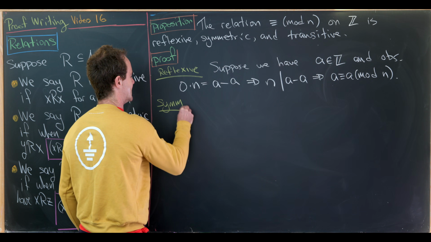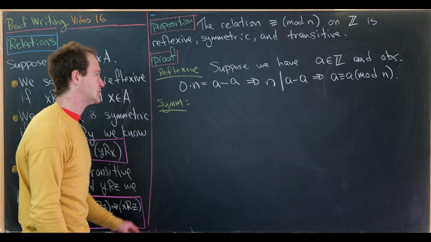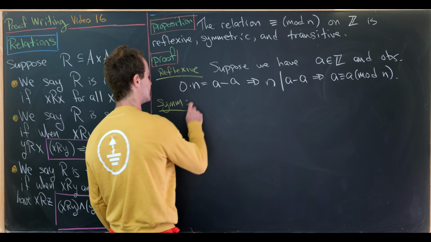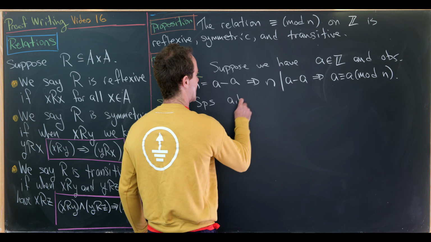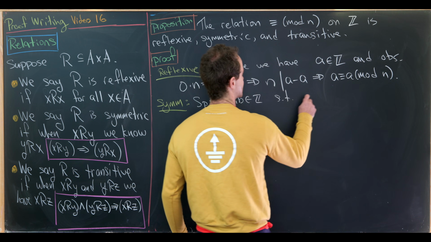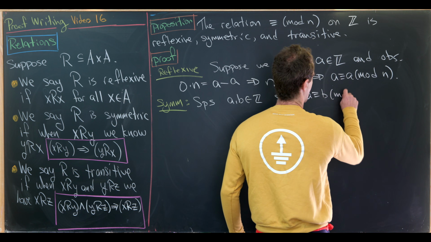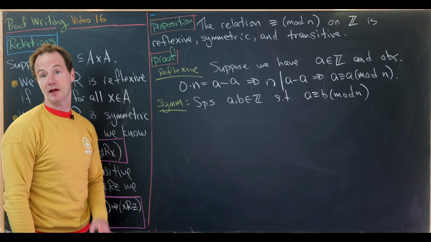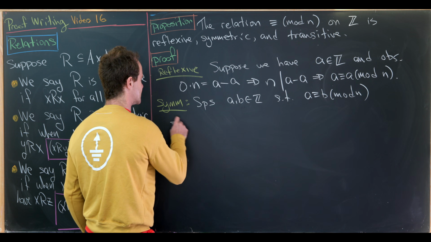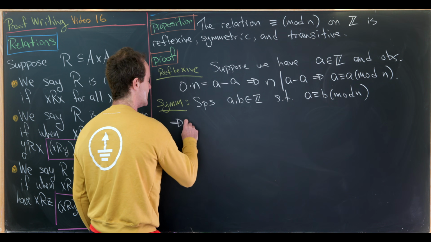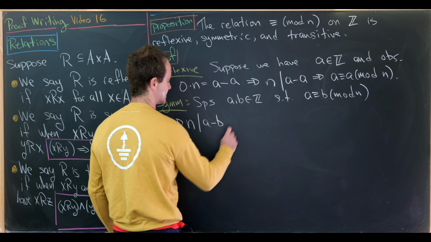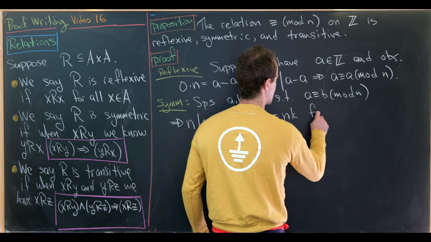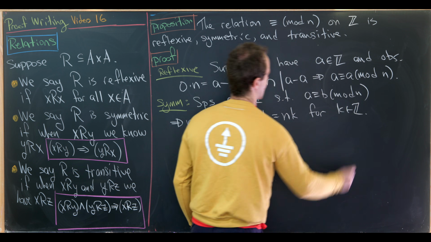Now let's show that it is symmetric. That means we need to take two things that are congruent mod n and show that we can reverse their order. So let's suppose that a and b are in Z such that a is congruent to b mod n, and where we'd like to end up with is b is congruent to a mod n. Let's see how we can get there. Notice by definition of congruence mod n, that means n divides a minus b. But that means a minus b is equal to n times k for some integer k.